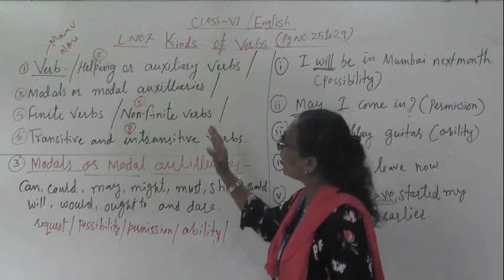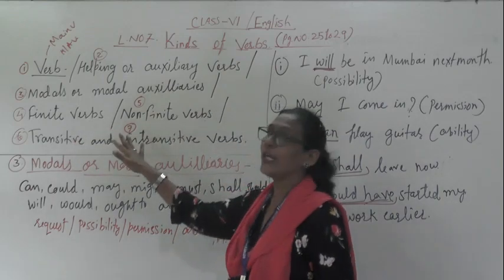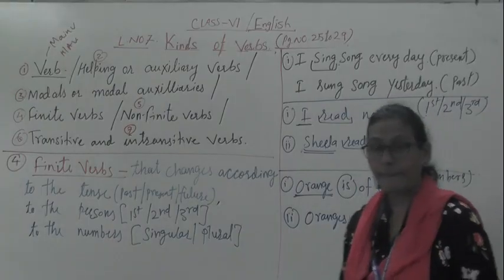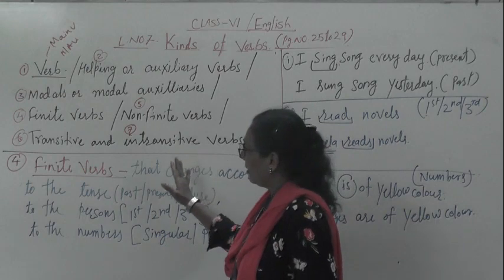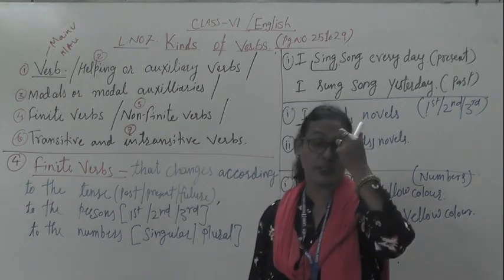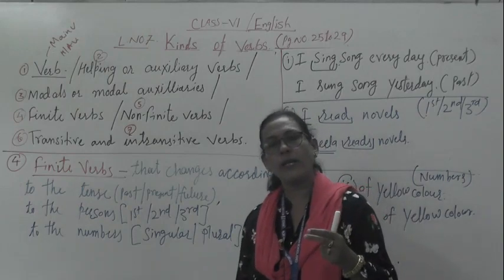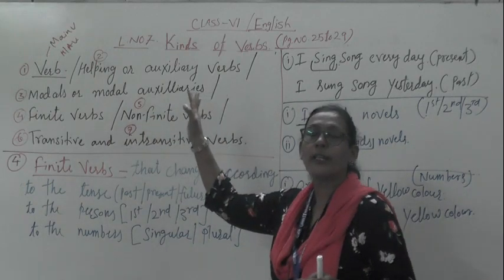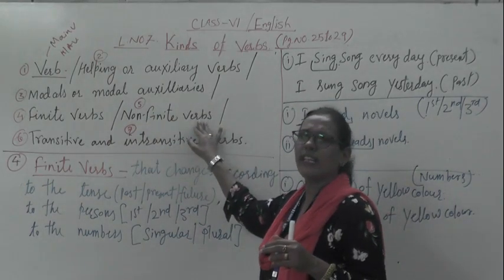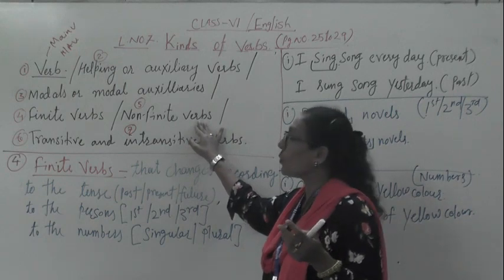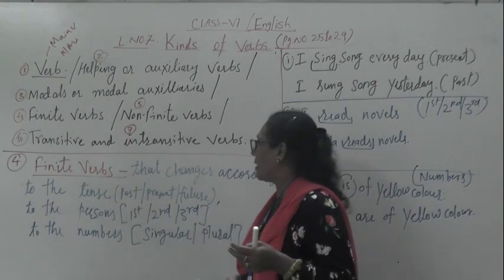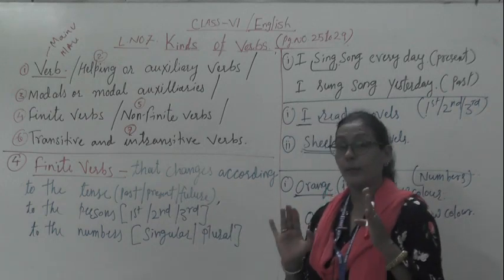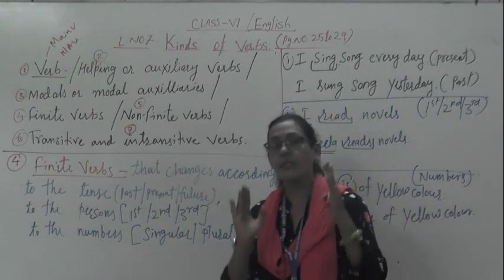Now we see the fourth one, that is finite verbs. Finite verbs we see first, and then we go to non-finite verbs. This is very important, dear children, just pay attention, because finite verbs, non-finite verbs, transitive and intransitive verbs, all are important. But children still feel it is a little difficult to understand, so pay attention here. Now we'll see finite verbs. Finite verbs change according to the tense. Finite verbs change in the sentence.